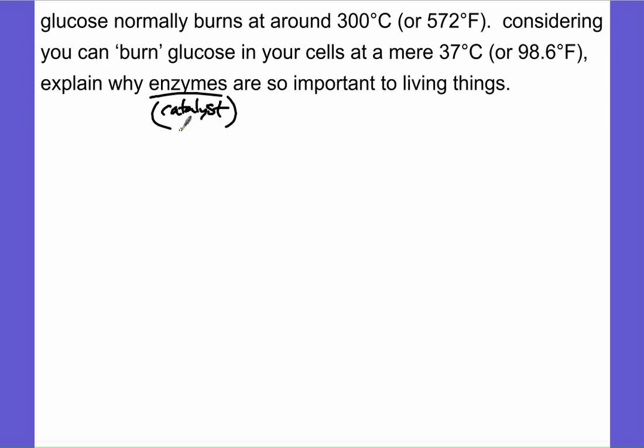But since you need to burn glucose in your cells at a much lower temperature, only 37 degrees Celsius or 98.6 degrees Fahrenheit, you're going to need an enzyme to accomplish this. Since you're not the Human Torch, you can't get all the way up to 572 degrees Fahrenheit and survive that. So you're going to need enzymes because your cells have controlled conditions.